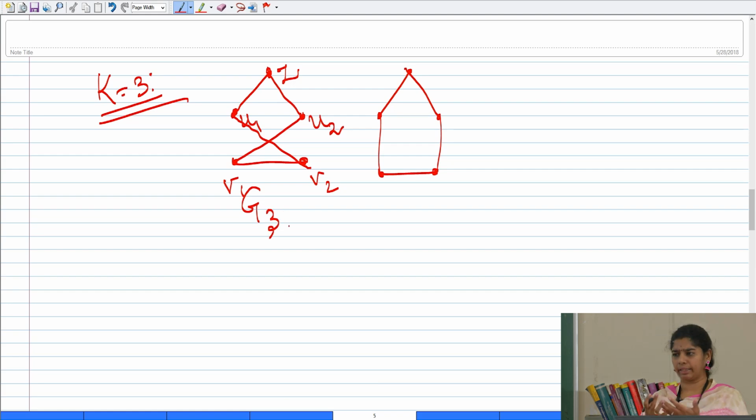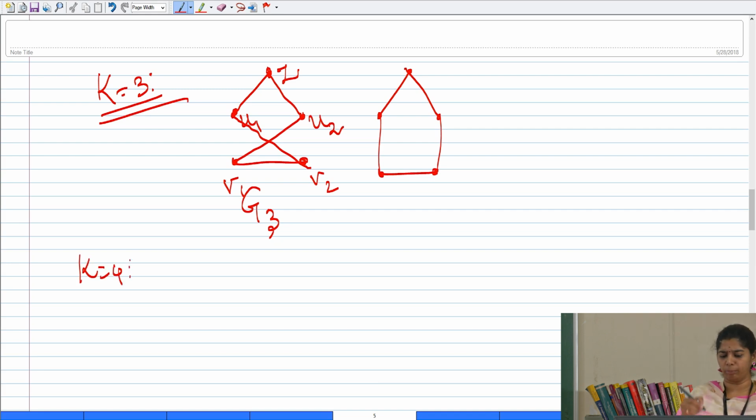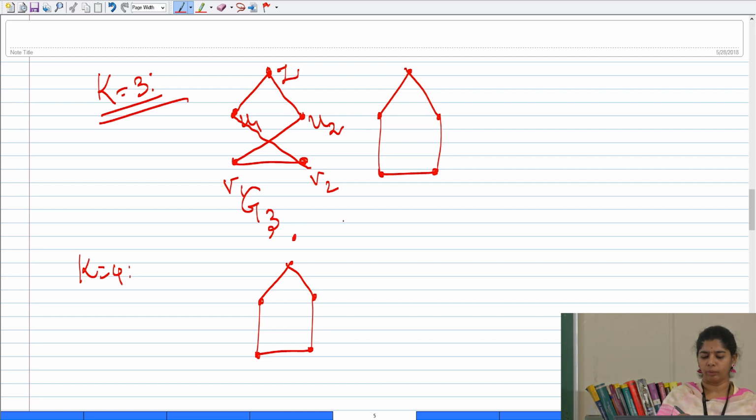Now repeat the same process to construct G4, for k equal to 4. I will go to the proof in a little while. So, take a copy of this C5, sorry, a 5-cycle on 5 vertices. Add 5 more vertices to it and join them to the corresponding neighbors.